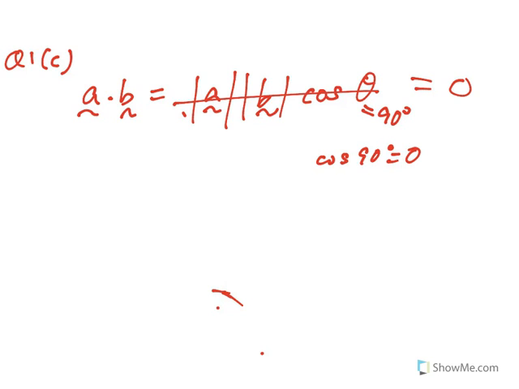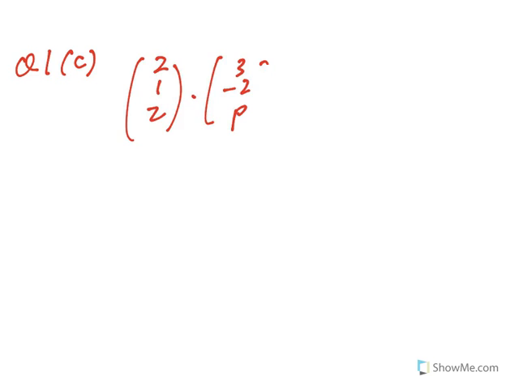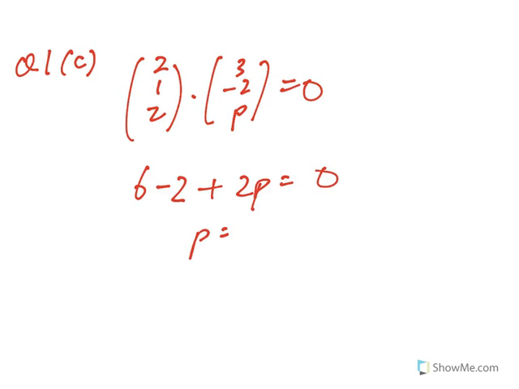Okay, next. Question 1C. For OA and OB to be perpendicular, you just need (2, 1, 2) dot product (3, -2, p) equals 0. So solve this. 2 times 3 is 6, 1 times -2 is -2, plus 2p equals 0. P equals -2. Like that, the answer comes out already.